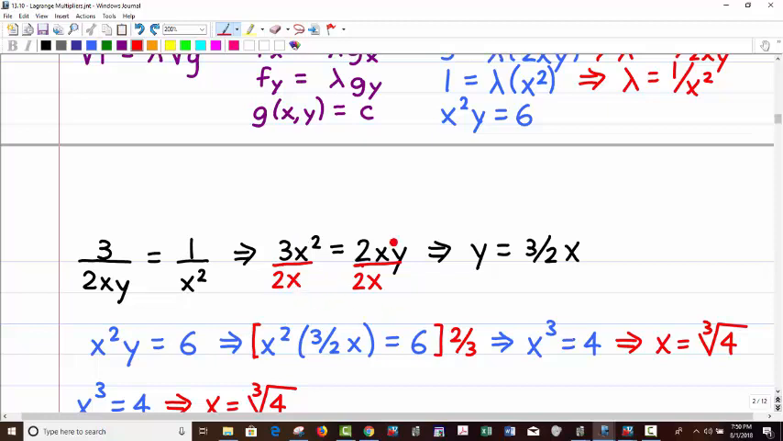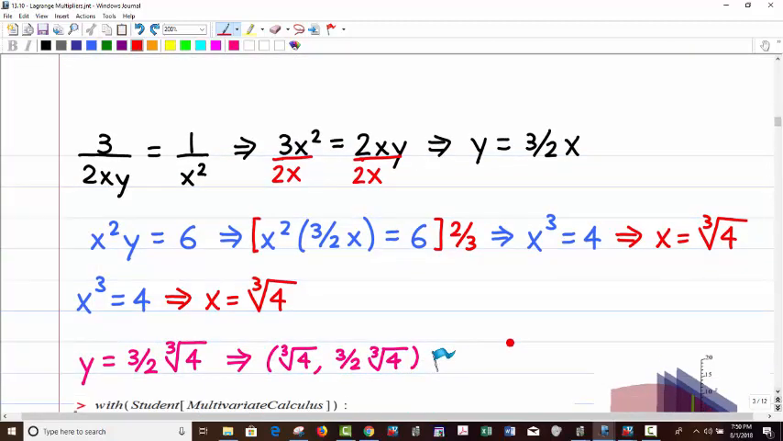And divide by 2x. So you end up with y equals 3/2 x. And then it works out pretty well from there. So you just put 3/2 x in here for y. So you have x squared times 3/2 x equals 6. If you multiply both sides by 2/3, you get rid of the 3/2. You have x cubed equals 4. Therefore, x equals the cube root of 4.